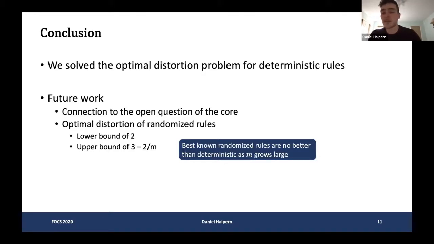So once you have the perfect matching, it's not too hard to show that the distortion of the rule is pretty low. But yeah, proving that such a matching exists is pretty technical. So yeah, it's not too much intuition there.